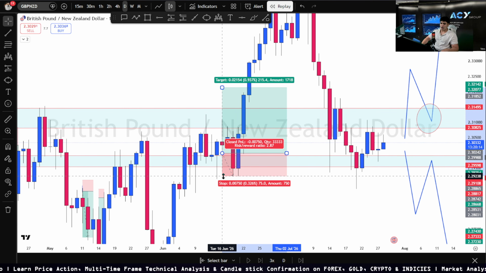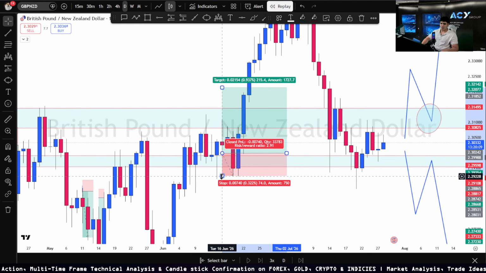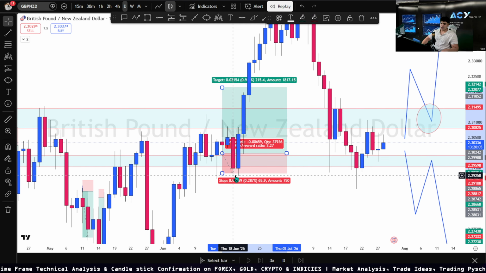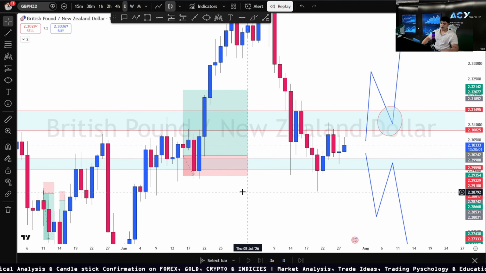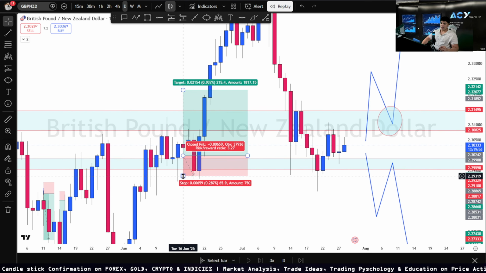Even if you put in a bigger breathing room, right? This is way bigger breathing room. Supposedly my breathing room is just like this, but you still get stopped out. This kind of move is unavoidable in the markets. All we can do is minimize it. We do that by putting in breathing room and also managing our risk.